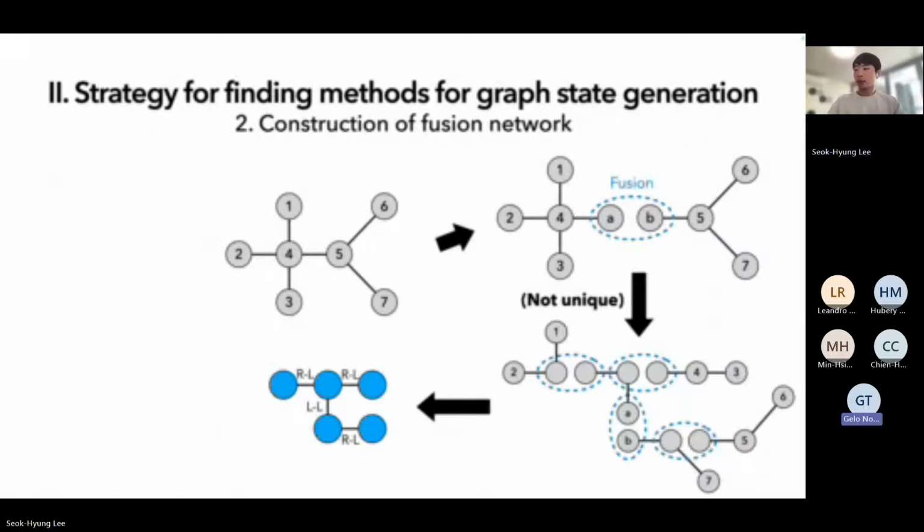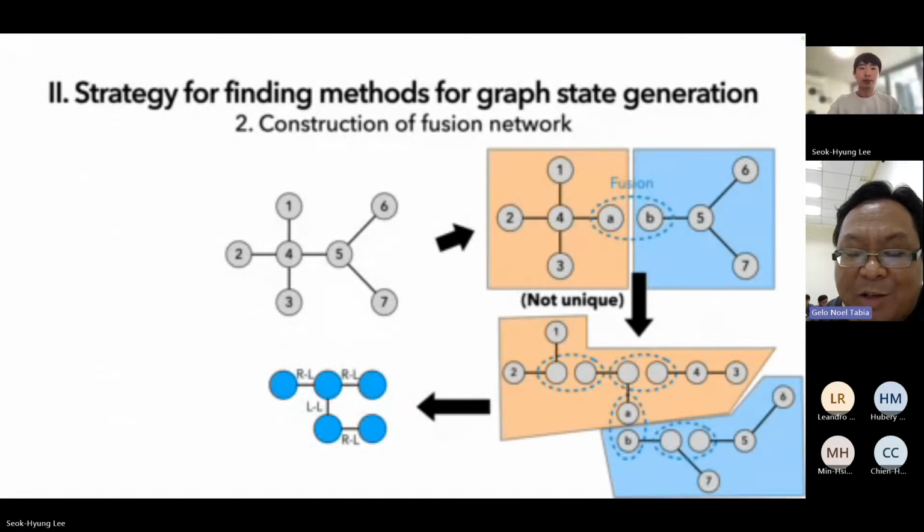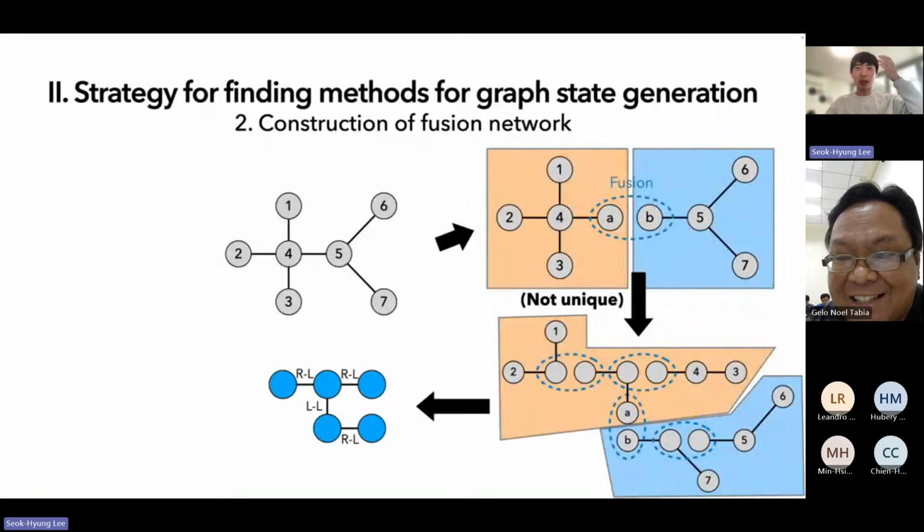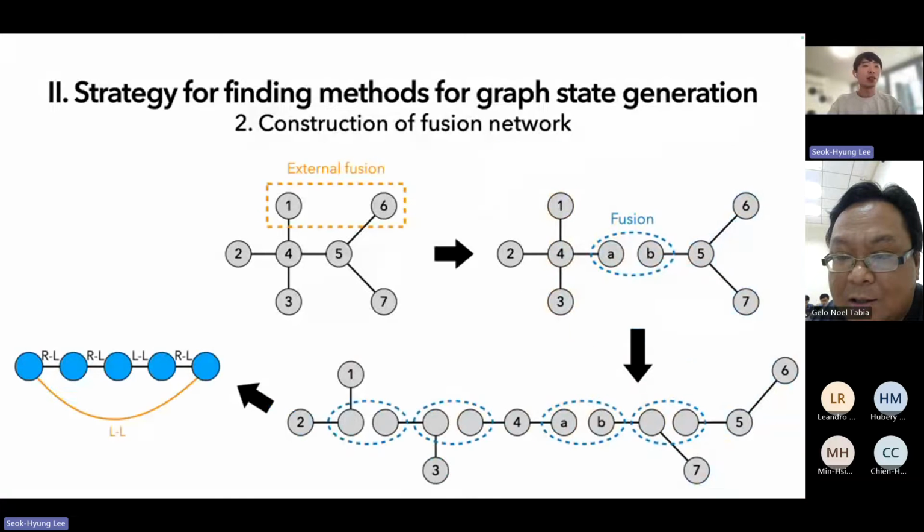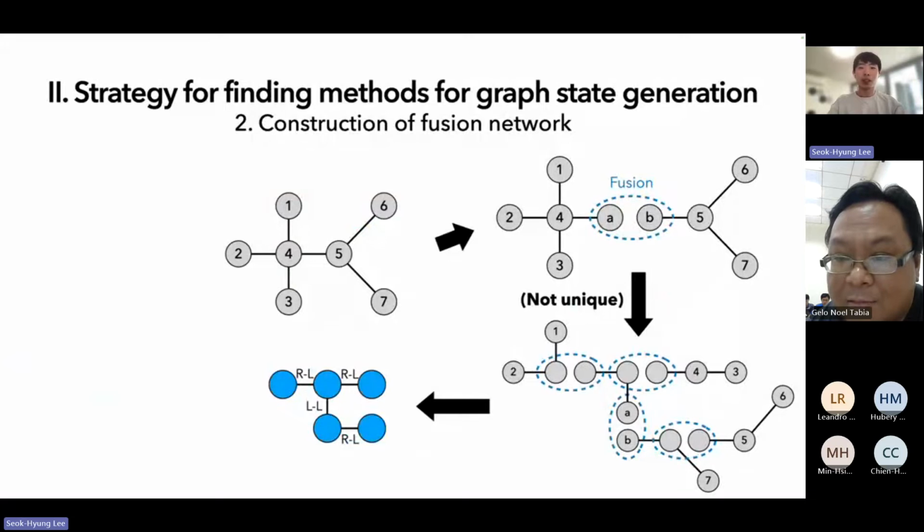Sorry, I have a question. As you said, it will not be unique. So as long as you have the same number of fusions, it doesn't matter which one you choose? No, that's a very good question, but actually it matters. Both of them have the same number of fusions, 4 fusions and 4 fusions, but their resource costs can differ. I will talk about it in the next stage, the determination of fusion order.